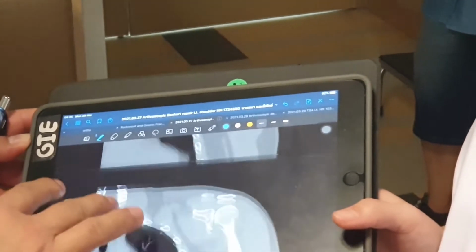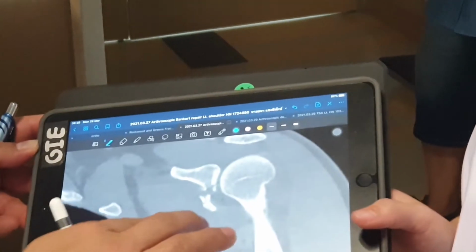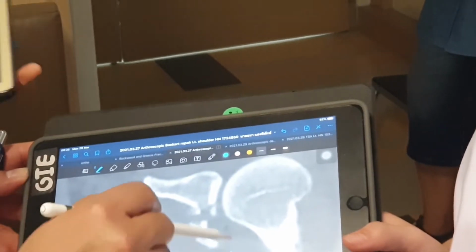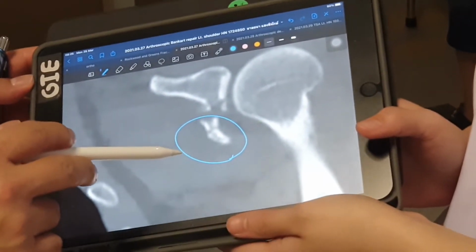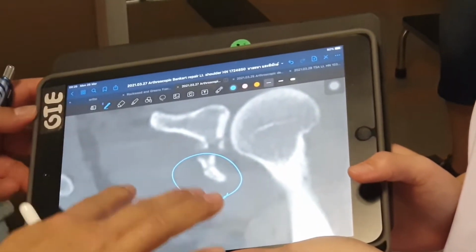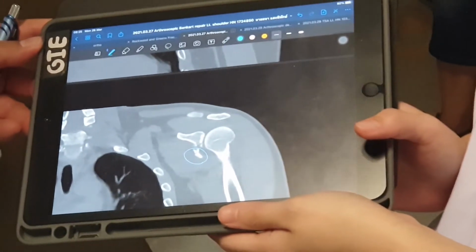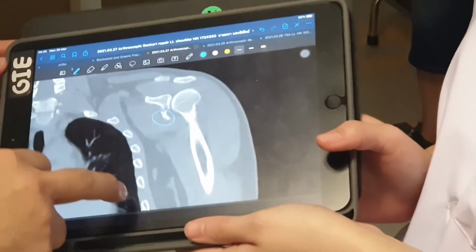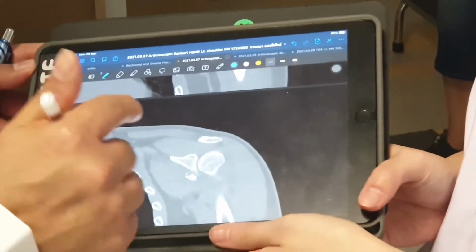MRI or CT scan. If you want to see the bone, this is a CT scan. You see that? Very clear, right? This piece of bone is broken, and it's quite comminuted, a big piece of bone. If it's bigger than 25%, we should fix it back. But anyway, if there's a big bony Bankart, that's an indication for surgery.